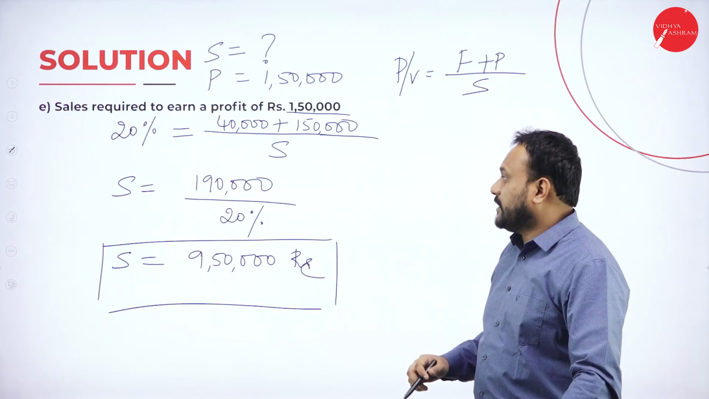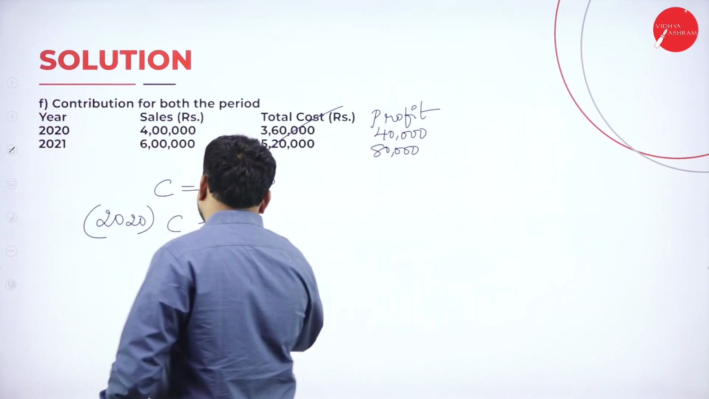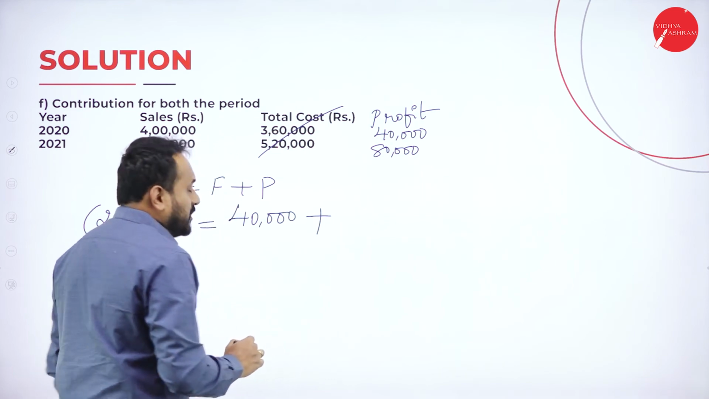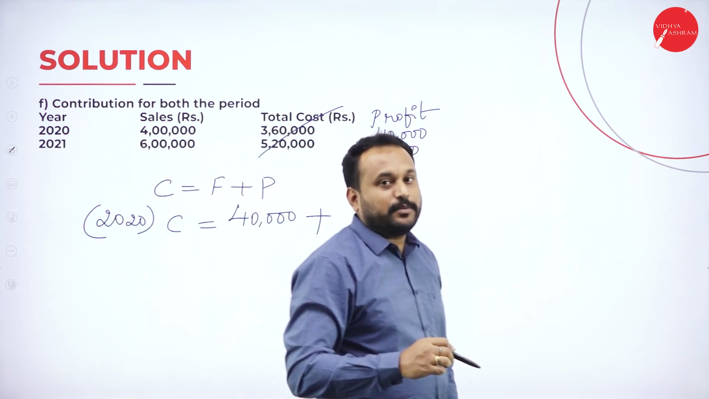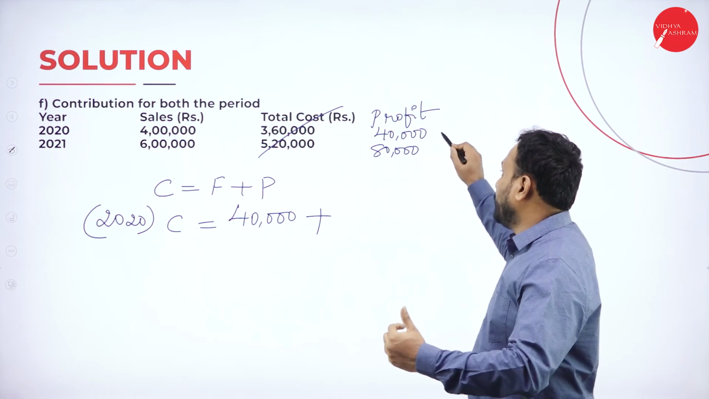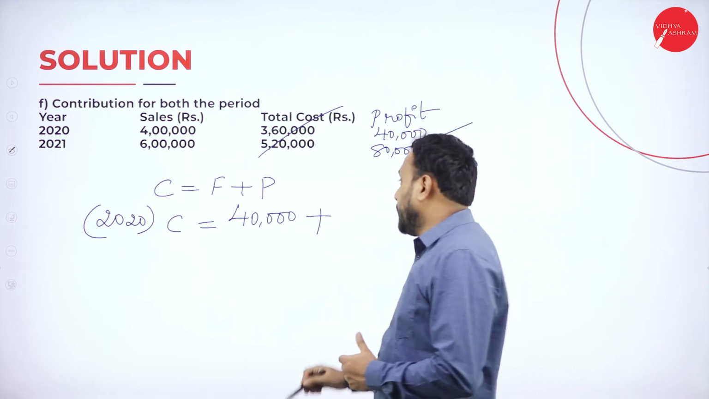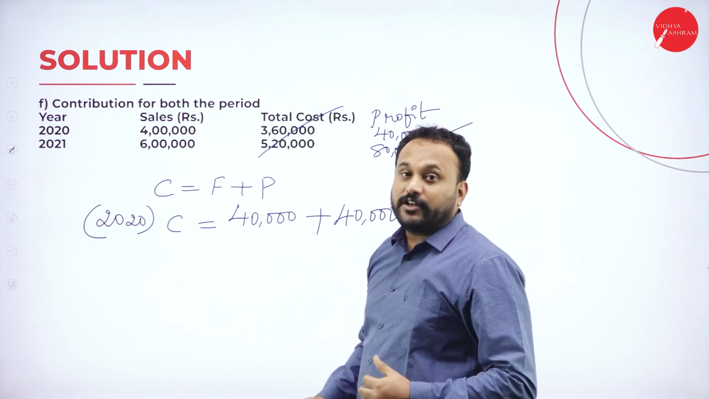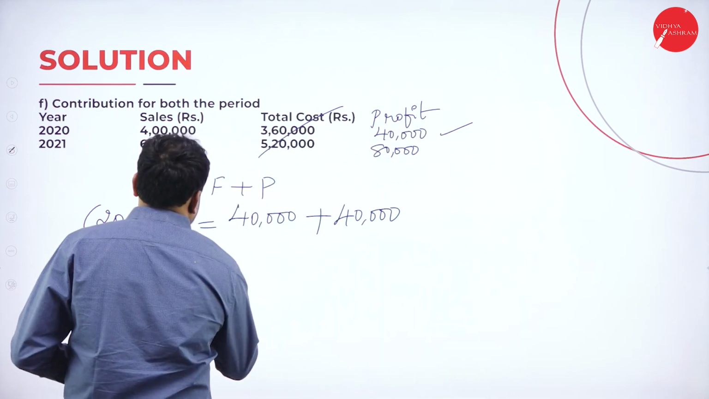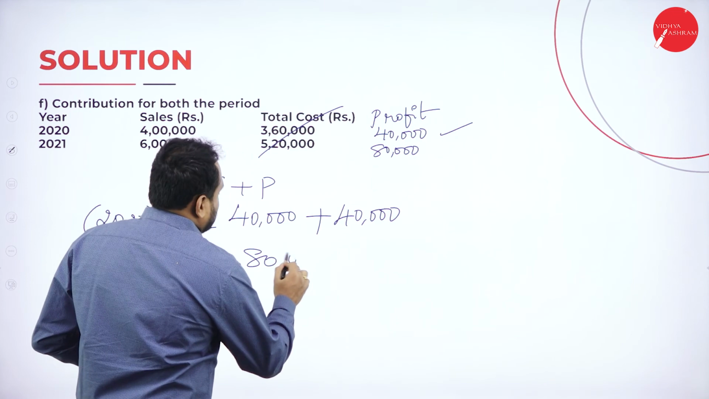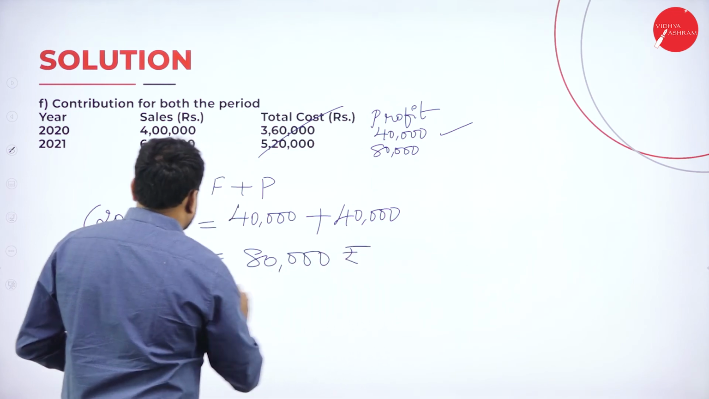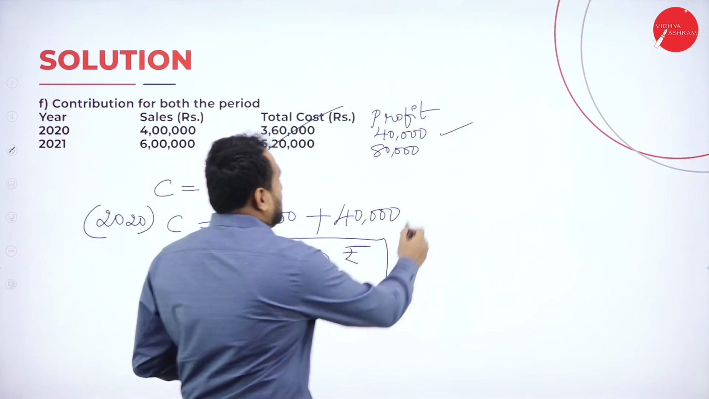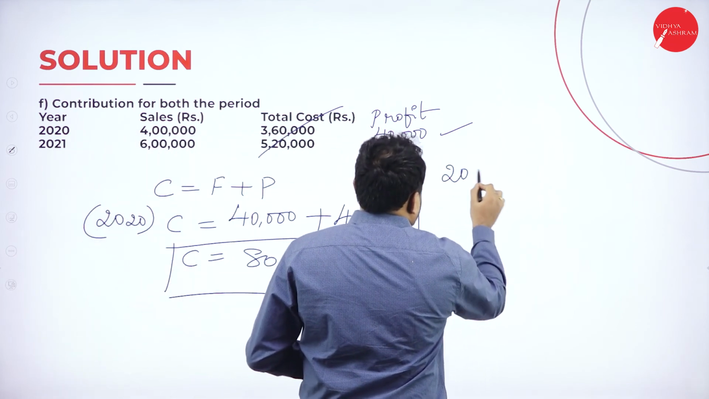You have found fixed cost as 40,000. So the same way here also we will go. Fixed cost is how much? 40,000 plus. Now 2020, how much is your profit? We have again found out the 2020 profit, that is 40,000 again. So here also I'll write 40,000. So contribution is equal to how much? Contribution is equal to 80,000 rupees. So contribution is 80,000 in 2020.